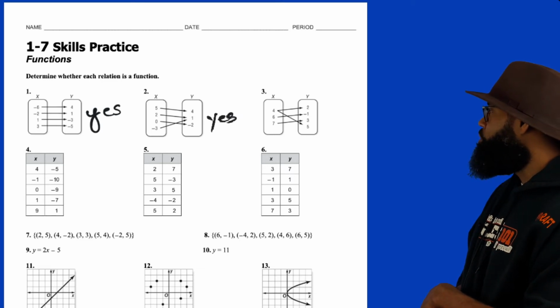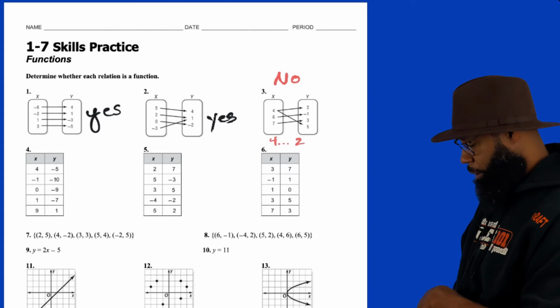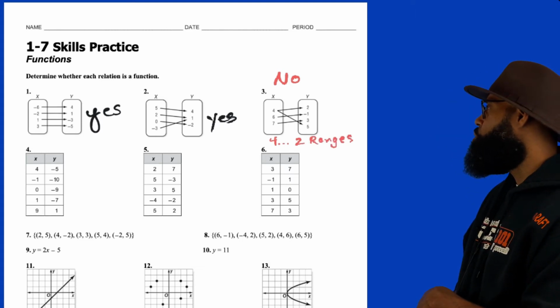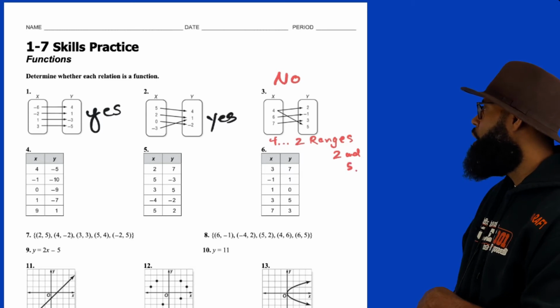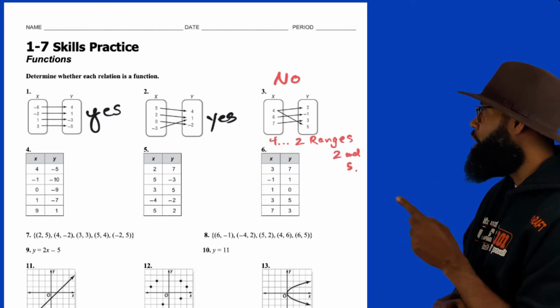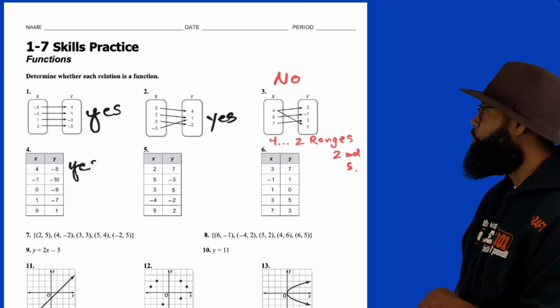So number 1 is yes, number 2 is yes, and number 3 is no. And already, guys, I'm going to tell you why. For number 3, the input of 4 has 2 outputs. The domain 4 has 2 ranges, 2 and 5. So for all the others, you'll recognize that for every input, for every x, there's only one y. But for number 3, for that 4, there are 2 arrows coming out. So it fails the arrow test. Only one arrow for every input.